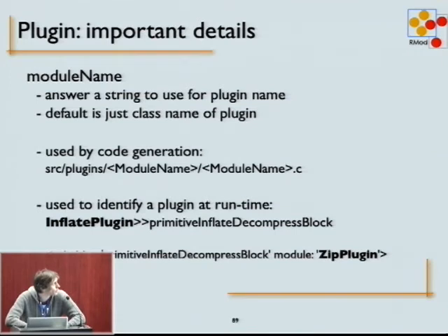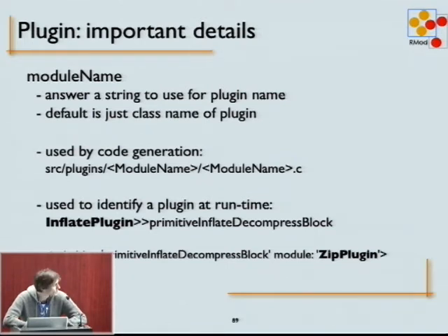So some important details: in your plugin class, at the class side, you can find the module name. This is a special method which denotes the name of your plugin as a module. If you don't override this method, your plugin module name will be the same as the class name of the plugin. And if you override it, then VMMaker will use this name as the module name for your plugin. For code generation, it uses the module name to place the generated code in a subdirectory.